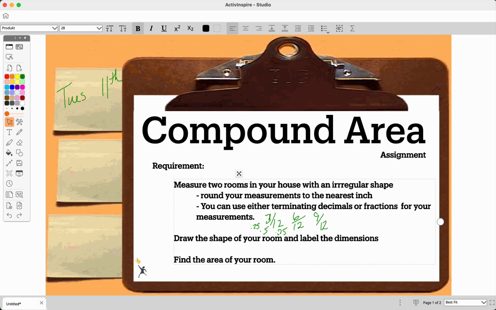Once you've got that, use the information and the dimensions to find the area of your room, whatever room it is. Now, a couple of helpful hints, and you can take these as you like. You don't have to do the biggest room in your house. If you've got a bathroom that's an irregular shape, or a hallway that's an irregular shape, those are perfectly fine to measure. If your dining room is a perfect square, then you probably don't want to do it.